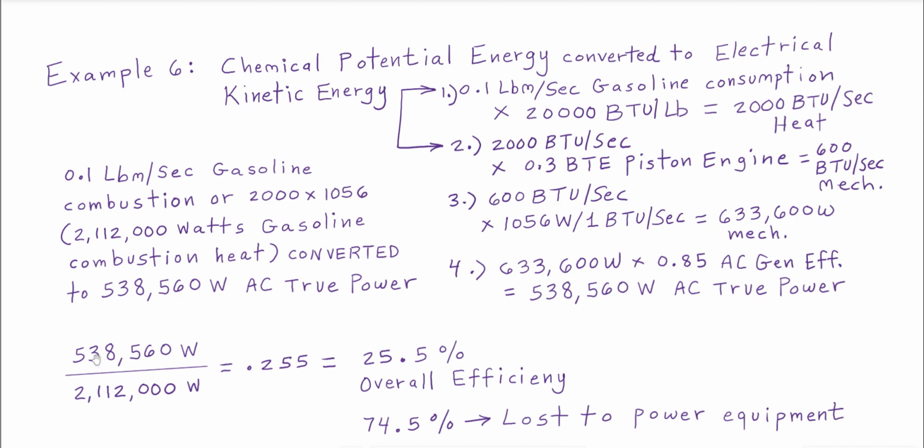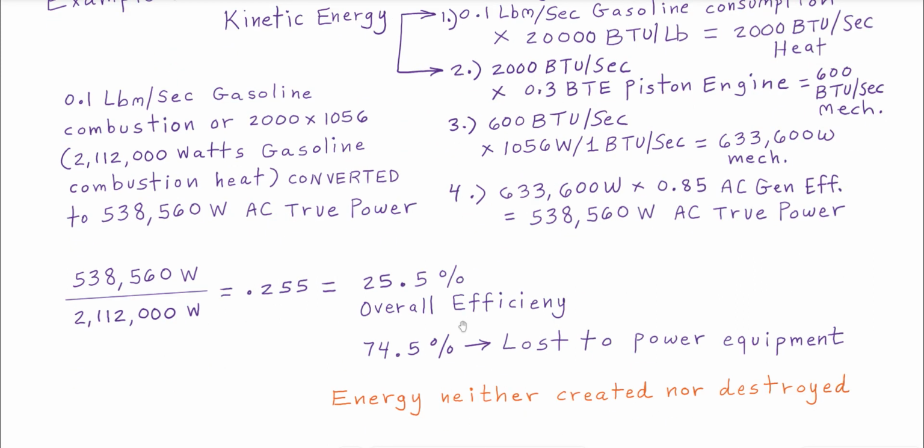So the overall efficiency is the final output of 538.56 kilowatts of AC electrical power divided into the equivalent wattage of combustion burning 0.1 pounds per second of gasoline. So that's 2.112 million watts. So you have about the typical overall efficiency of such a system, right around 25.5 to 26% overall efficiency. 74.5% of that potential energy in the gasoline is lost to power the equipment.